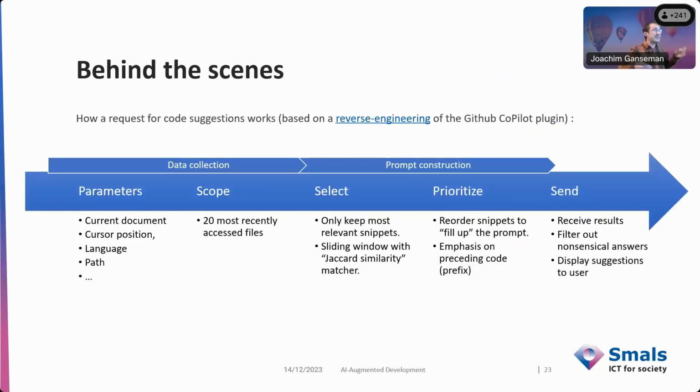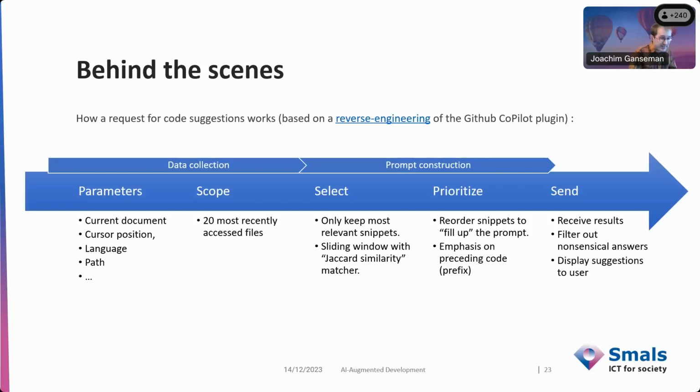What happens behind the scenes? Well, the Copilot plugin has been reverse engineered. And what happens when we want to send a request for suggestions to GitHub Copilot through the plugin in Visual Studio or IntelliJ is this. First and foremost, we're going to collect data. That data consists of the parameters, like what is our current document, what's the position of our cursor, what's the selected text that we want to ask a question about, what's the language we're programming in, what's the path on our file system, etc., etc.